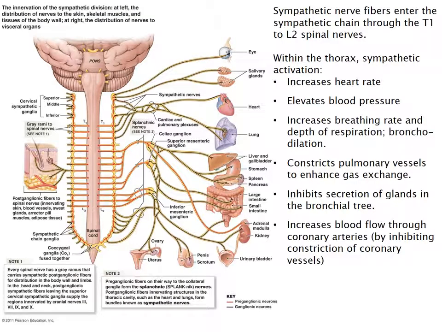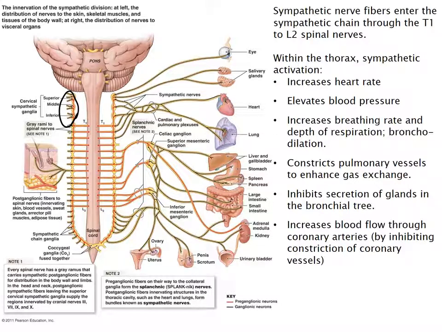In total, there are 22 to 23 pairs of paravertebral ganglia that form the sympathetic chain. There are 3 cervical ganglia in the neck, 12 thoracic ganglia, 4 in the lumbar region, and another 4 to 5 in the sacral region.